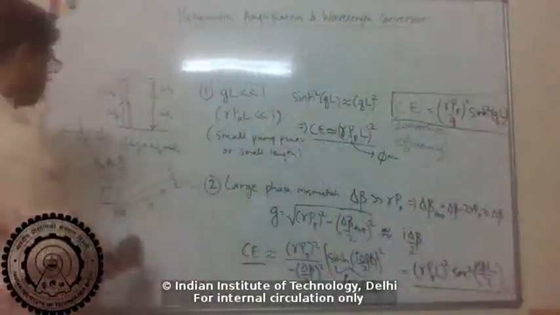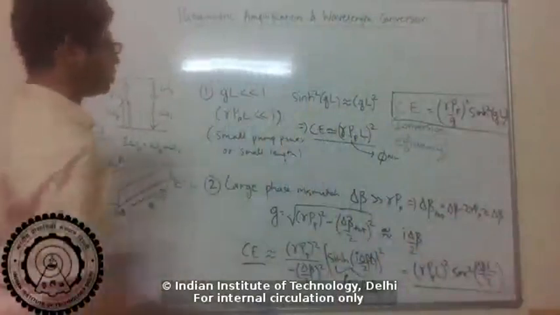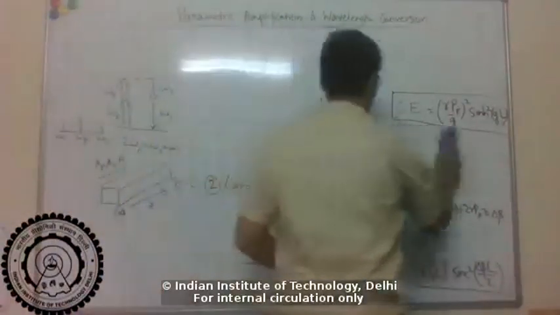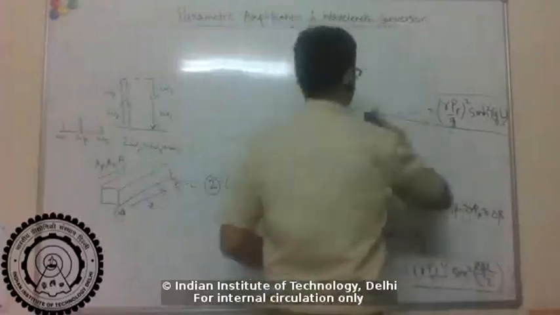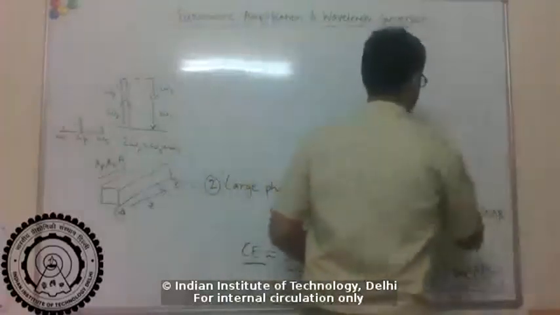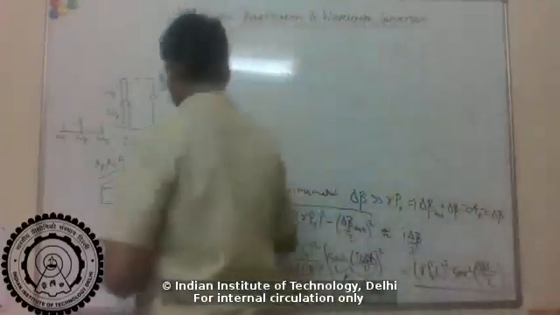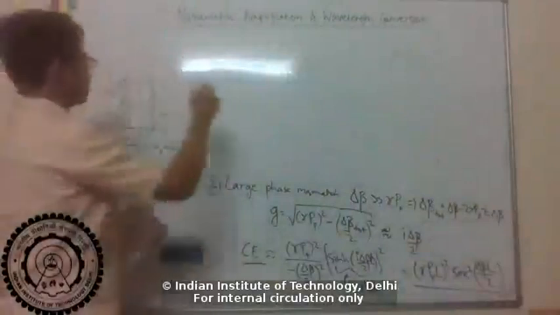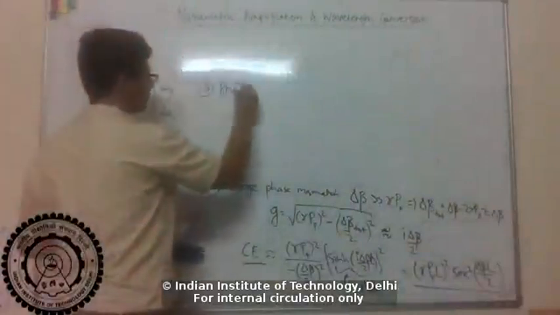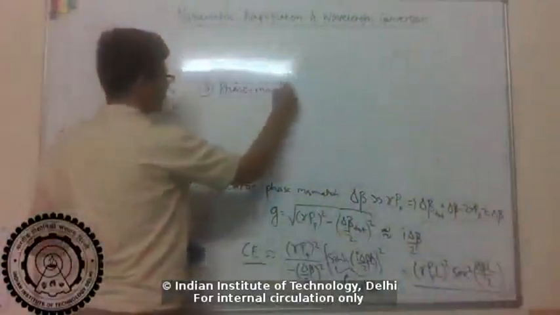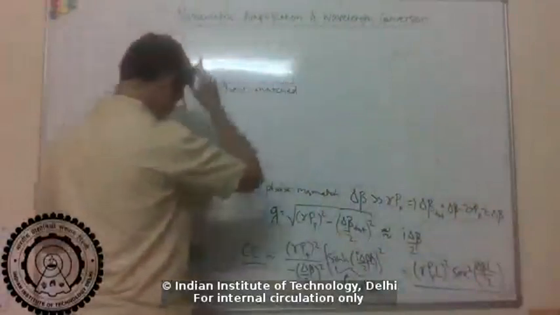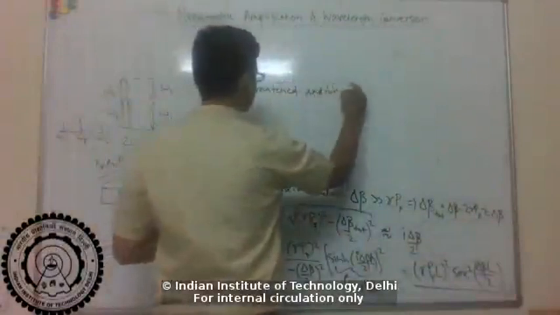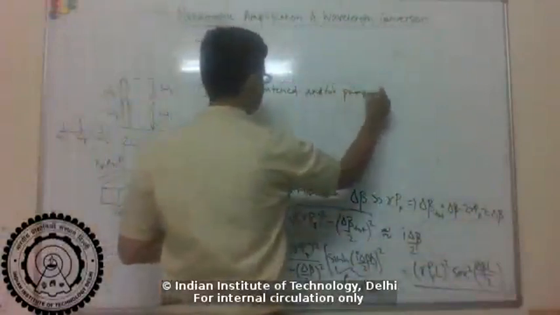Okay, and then the third limit we can look at is when the process is efficient. So we have a phase matched process, and the pump power is also large.